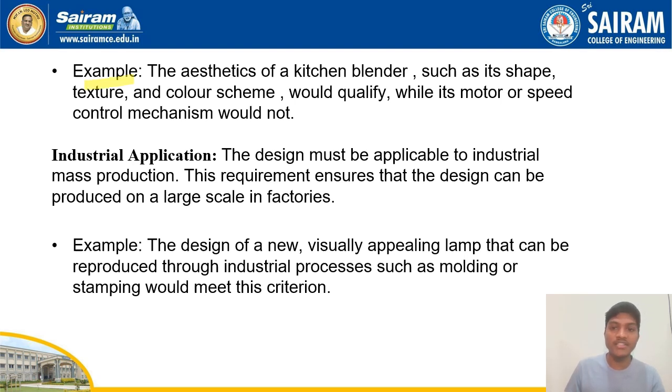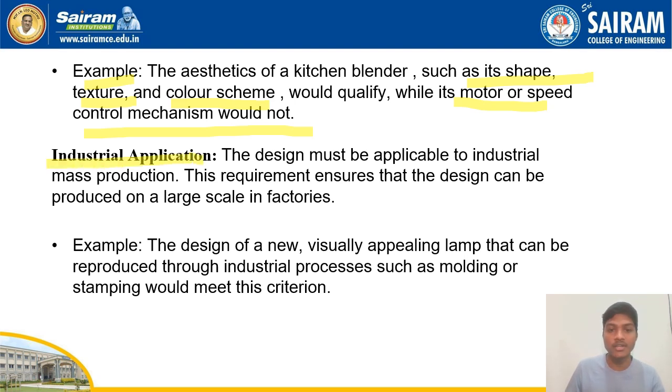The aesthetics of a kitchen blender, such as its shape, texture, and color scheme, would qualify, while its motor speed and control mechanism would not. If we take a kitchen blender, the motor speed and the mechanism of the motor will not be changed. We can only change its shape, texture, or color scheme to make it a unique product. Now we'll see industrial application.